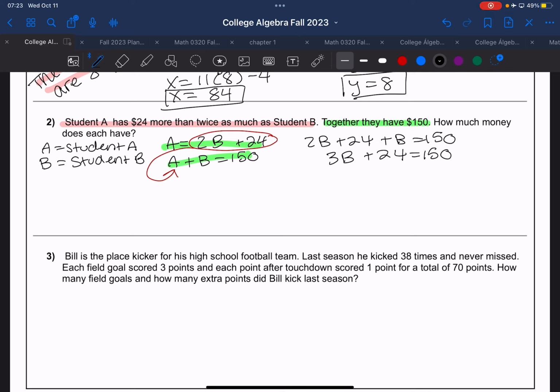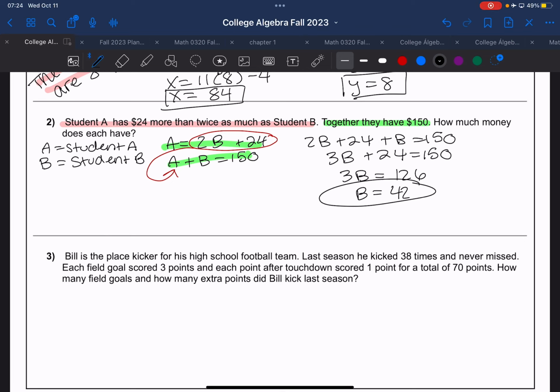What would be my next step? Good, subtract 24, so 3B is equal to 150 minus 24, which is 126. And then what's our last step? Divide by 3, so we get B is equal to 126 divided by 3, which is 42. Now that we found B, where are we going to plug it in to find A? Into 2B plus 24. Good.